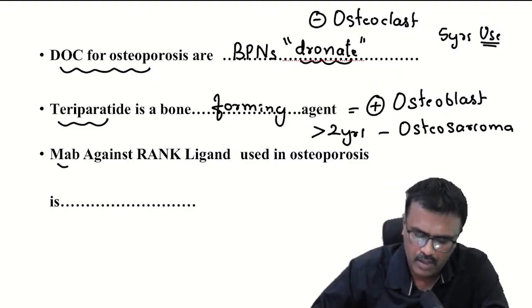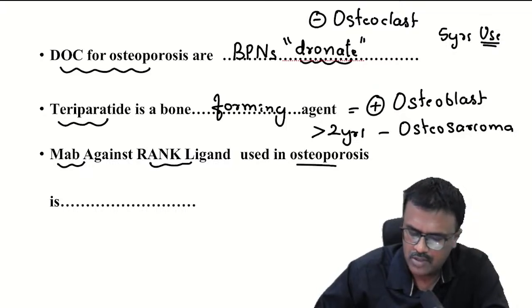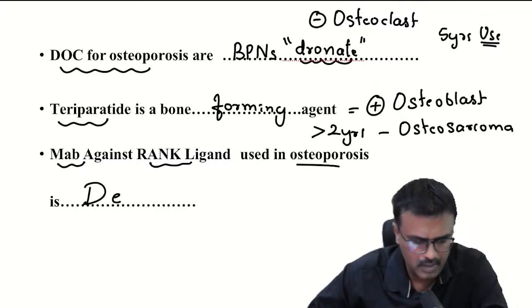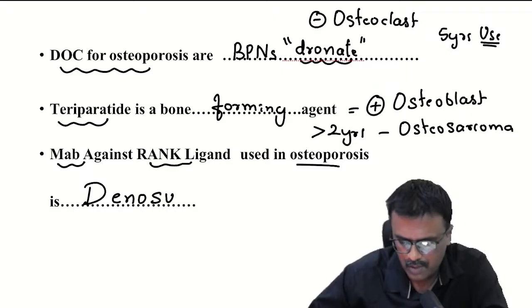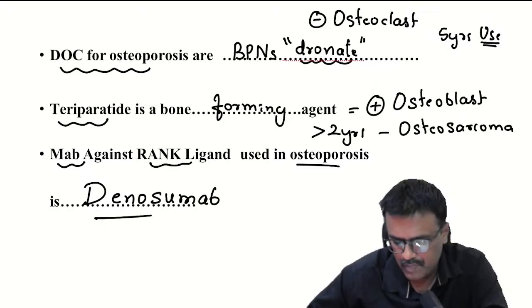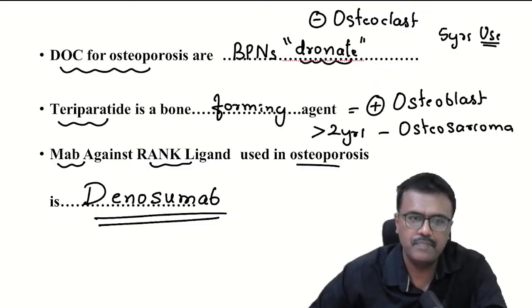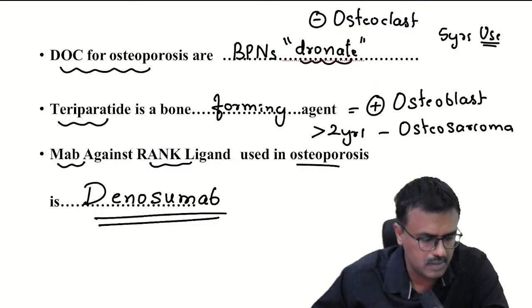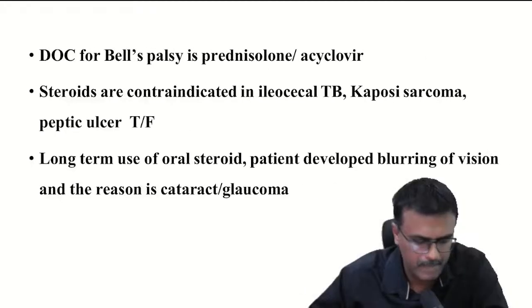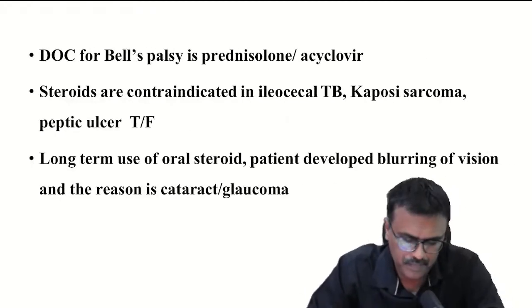What is the monoclonal antibody against rank ligand used in osteoporosis? The name is called denosumab. Denosumab. So these are the drugs. Yes, Rama, you are right.